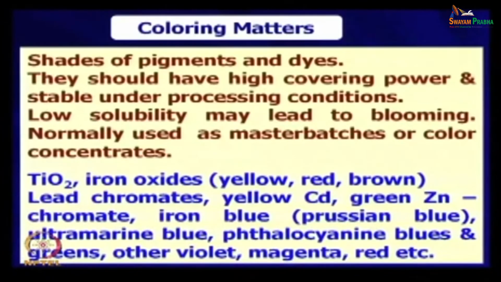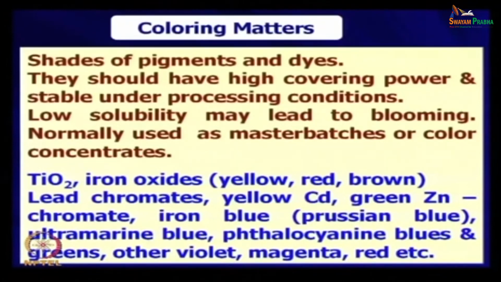Today you see this color, this color, this color, all are made from these coloring materials, either dyes or pigments. Normally the organic coloring materials are known as dyes, and inorganic coloring materials are known as pigments. These pigments and dyes are stable under processing conditions, but they have low solubility, and because of this low solubility, they lead to blooming, meaning migrating to the surface. Normally used as master batch or color concentrate.